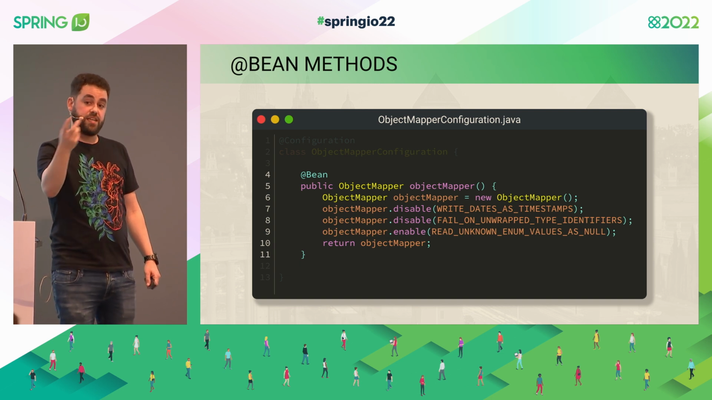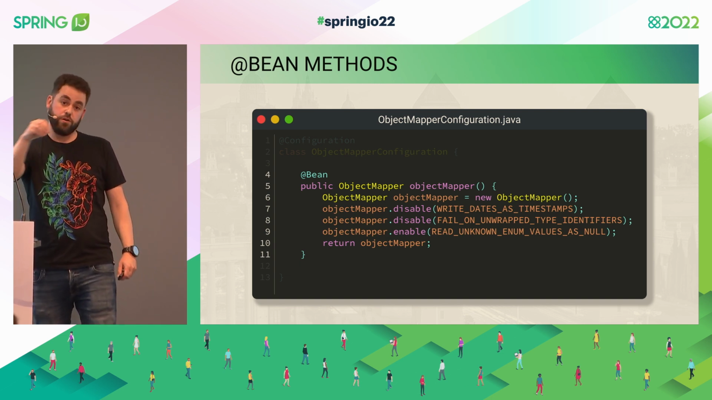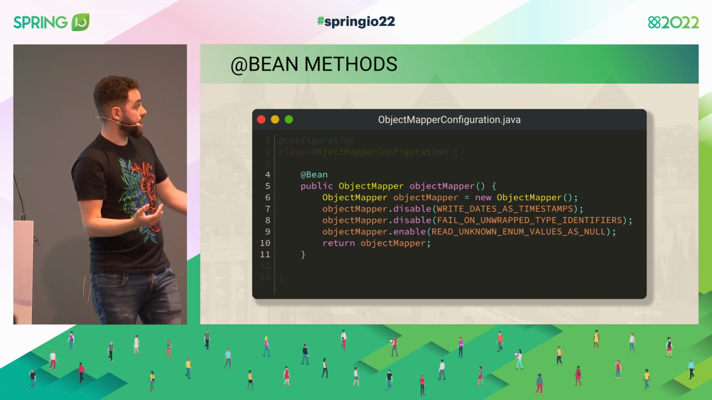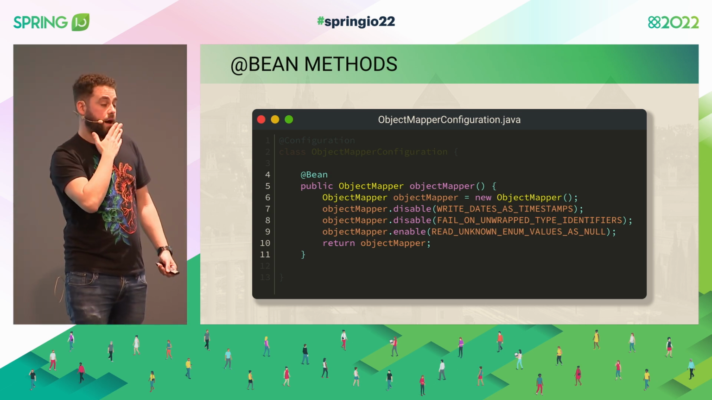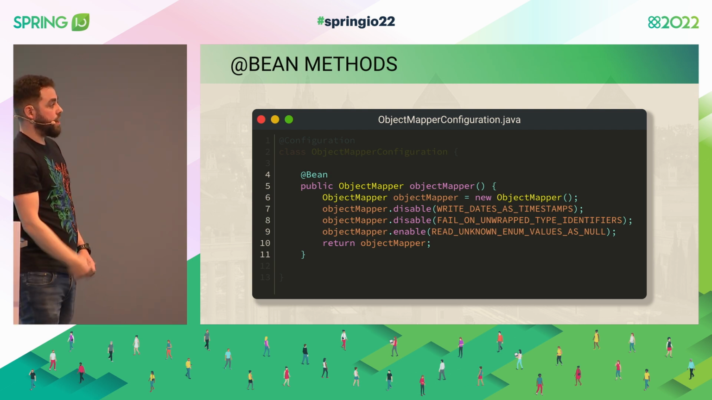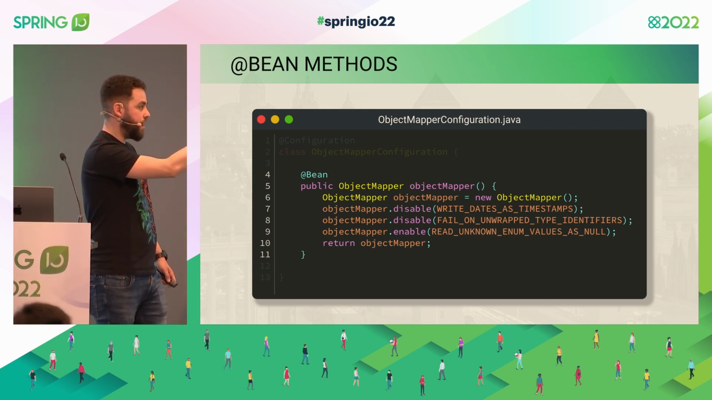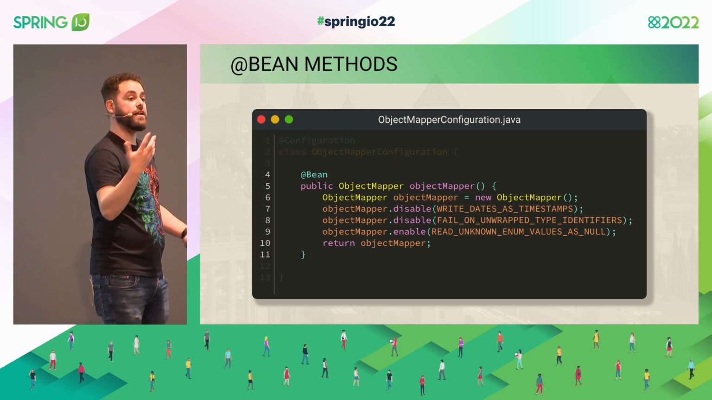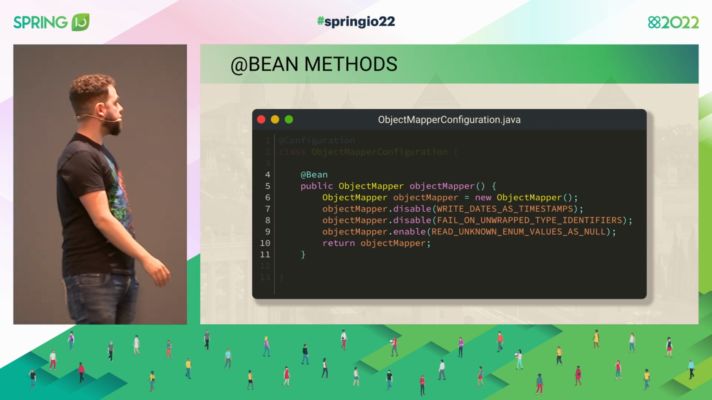ObjectMapper is the class that Jackson is going to use to convert from and to JSON. So we can say here, this is the specific way I want to handle the dates. This is how I want to handle different things, like unknown values on enums. Do I want null, do I want to fail, etc. We can configure it all from here.